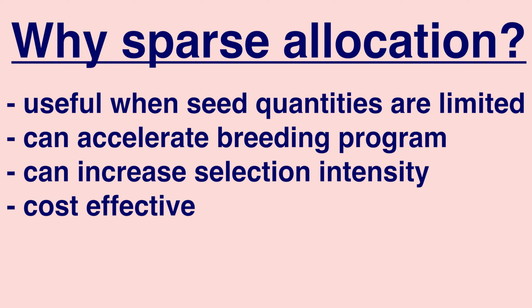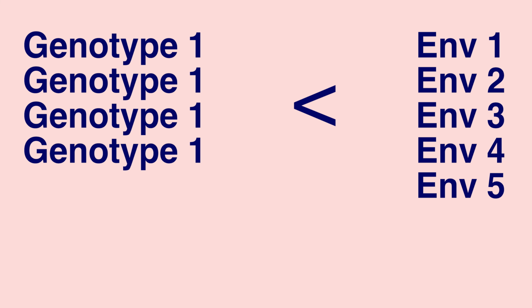Sparse allocation is a method for distributing genotypes or breeding lines in a field trial experiment across multiple locations. It can be a useful approach when seed resources are limited. This can also increase selection intensity and accelerate the breeding program by increasing efficiency. In a sparse allocation experiment, you specify a number of copies of each genotype, which is less than the number of locations in the experiment.